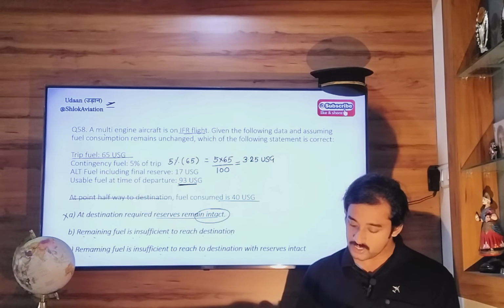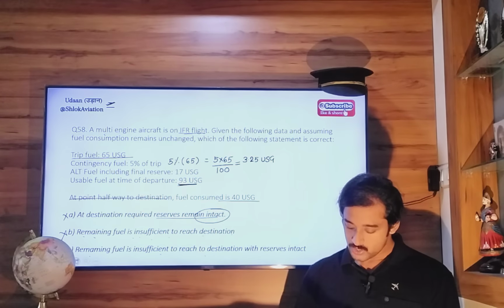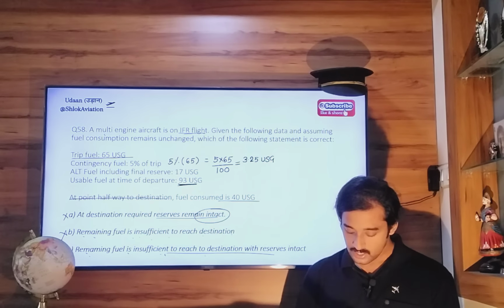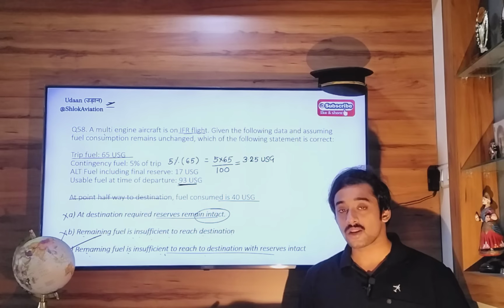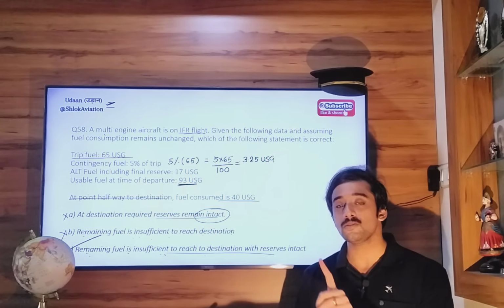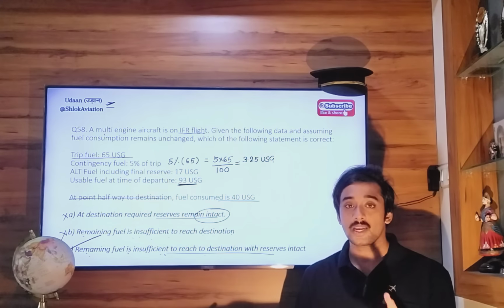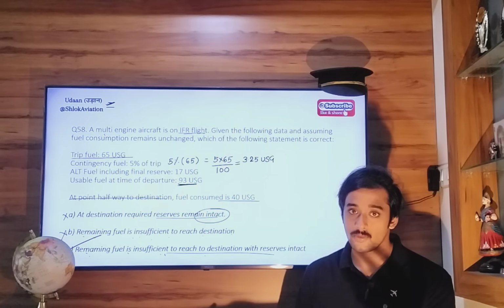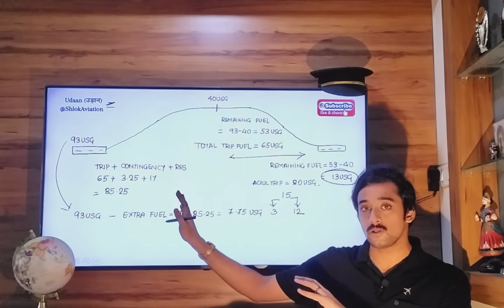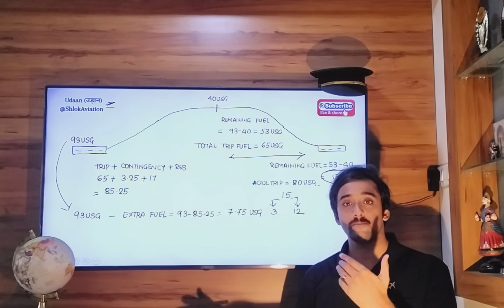Okay, so remaining fuel is insufficient. That is wrong. So remaining fuel is insufficient to reach destination with reserves intact. So option Charlie is right. This remaining fuel will be insufficient if we do not consume the reserve category fuel, if we don't take any help from the reserve category fuel, which is 17 US gallon, and contingency category. If we don't touch these two types of fuel and we completely depend on trip fuel.